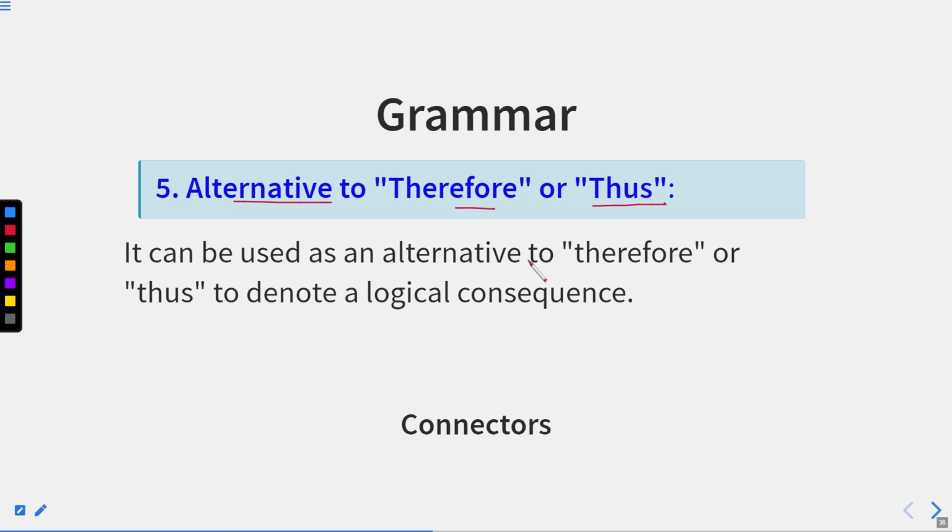Alternative to therefore and thus. Now, again, as this is a result denoting connector, as we have used the word hence, this is similar to that particular alternative, and it can be substituted with therefore or thus. You can say it can be the substitution of therefore and thus. Its use is similar to that of therefore and thus. It can be used as an alternative to therefore or thus to denote a logical consequence.